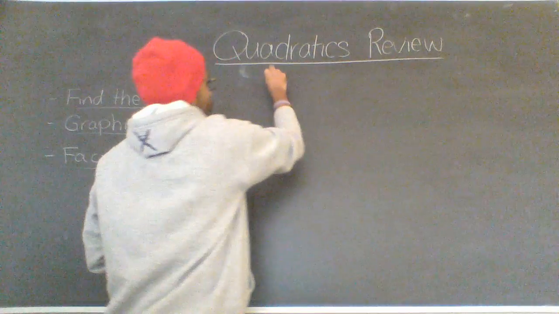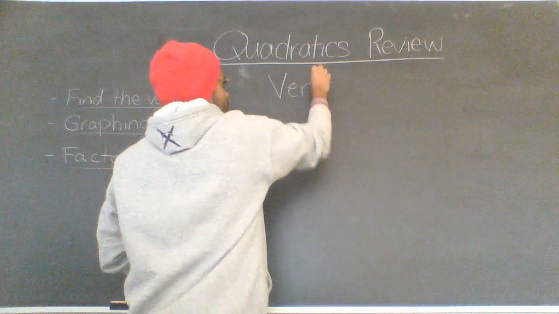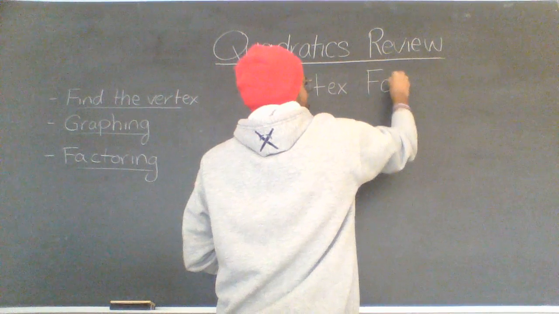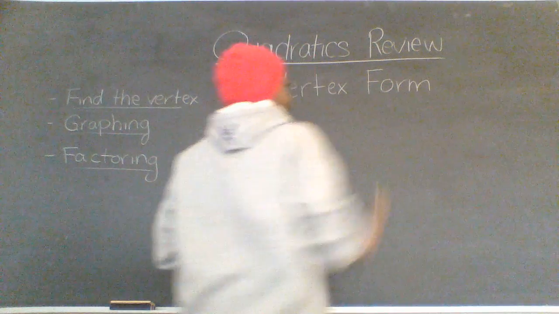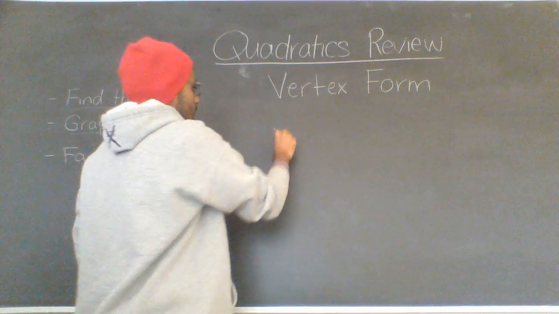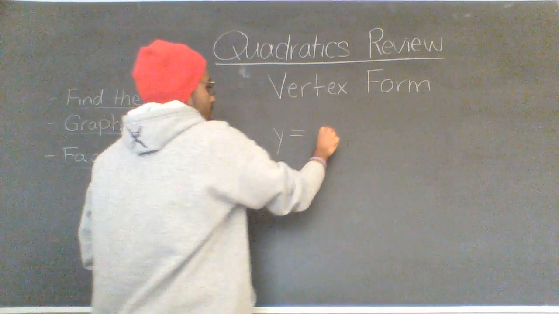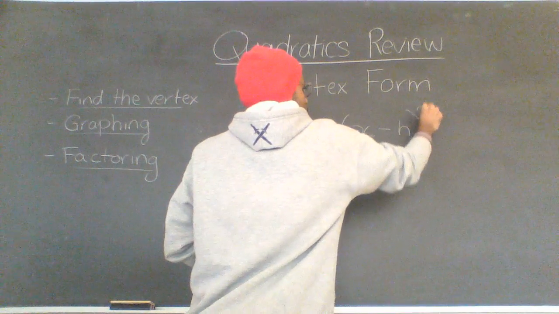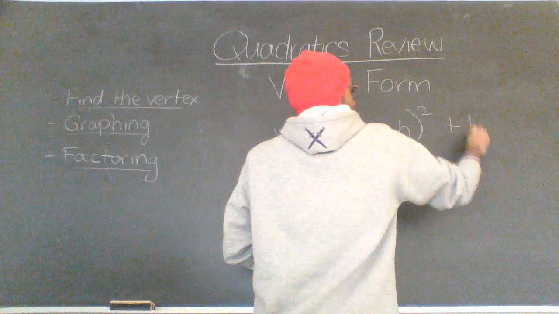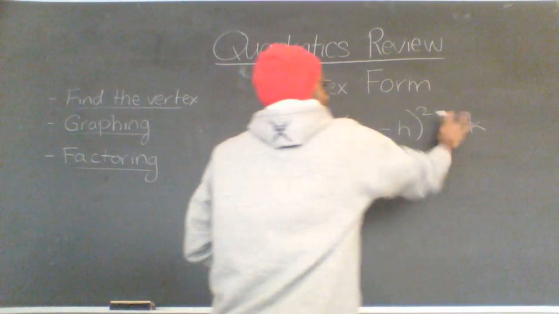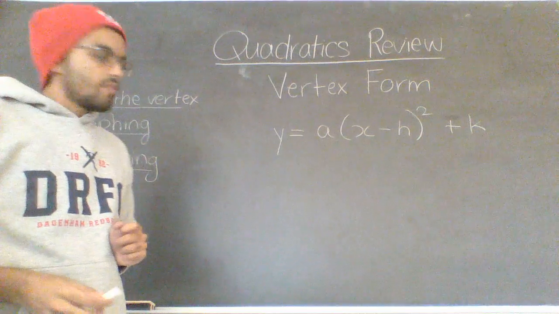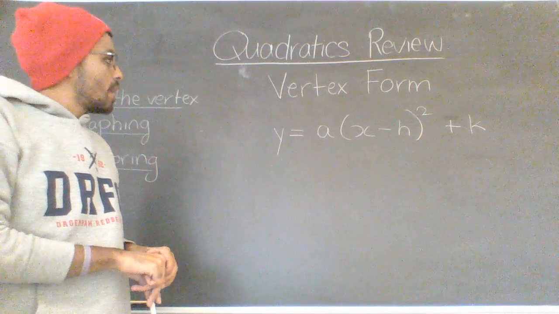So the first topic is finding the vertex. So first of all, let's review vertex form of a quadratic function. Vertex form will be written like this: y equals a times (x minus h) all squared plus k. All right, that's a plus sign, not a t. All right, so that's vertex form of a parabola.